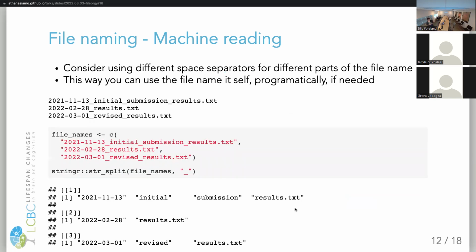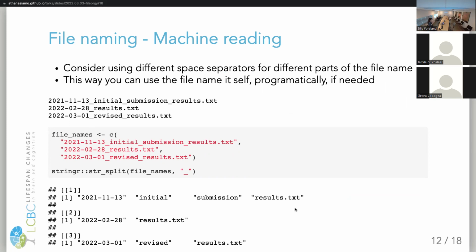And then, like I said before, use the dash to signify white space. But I actually usually name my files with different types of delimiters for different types of white space. And that has to do with me wanting to actually access some of the information in the file name programmatically.